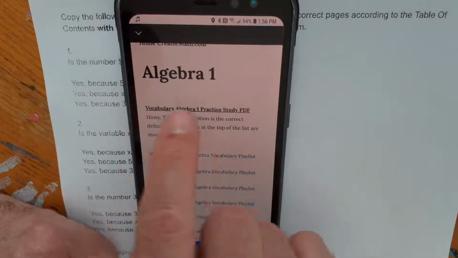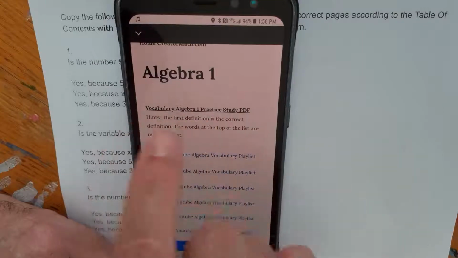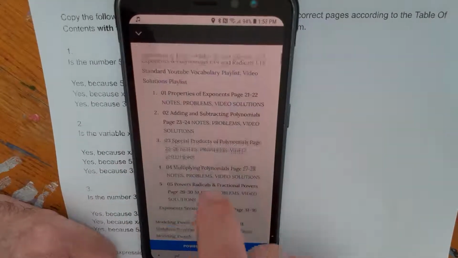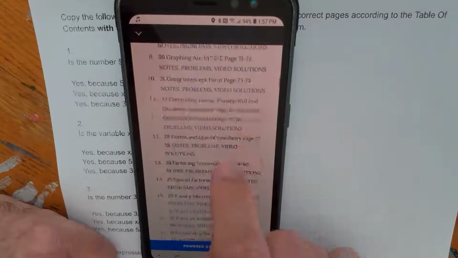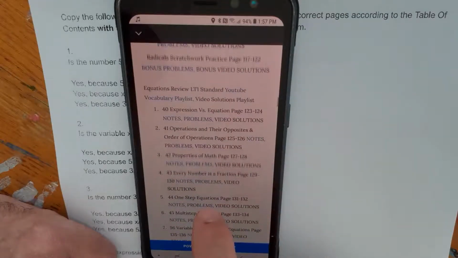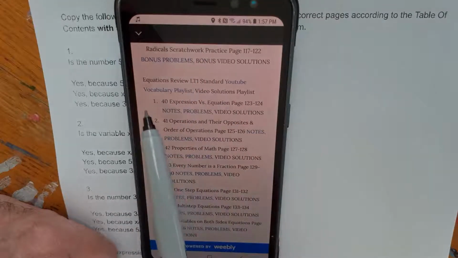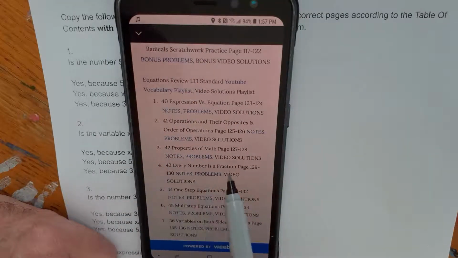So this is Algebra 1. Here's all the vocabulary in this PDF. We're going to go past that. We're going to Semester 2, and we're looking for unit number 5. So equations review, and we're on lesson number 4, I can see. So 1, 2, 3, 4. Every number is a fraction.